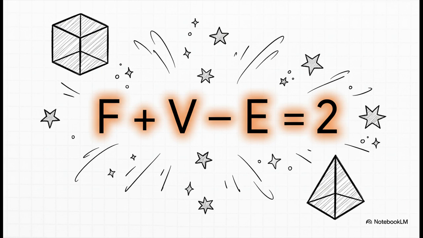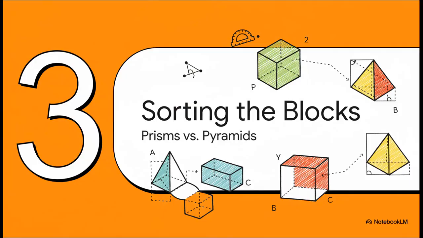For any solid shape with flat faces, and the fancy name for that is a polyhedron, the answer is always 2. And this isn't just some random math trick. It's a real rule that architects use to design buildings, and even the people who make your video games use it to build perfect 3D models. How cool is that?